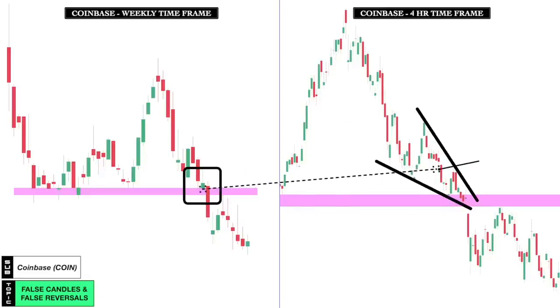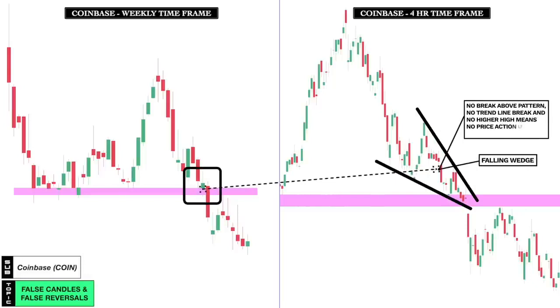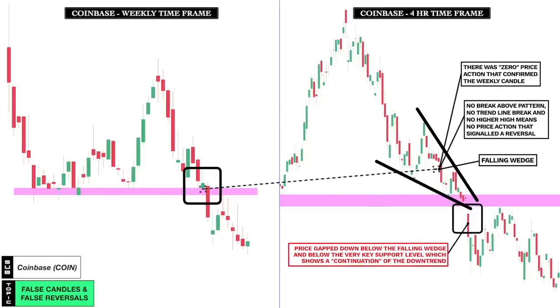All you had on this time frame was your falling wedge, and without a break above, and without a break of the trend line, and without a higher high, there was no price action that signaled a reversal from a downtrend to an uptrend. Price instead gapped below the falling wedge and below the very key level, signaling a trend continuation down. Now, moving on to the most important topic of this video.